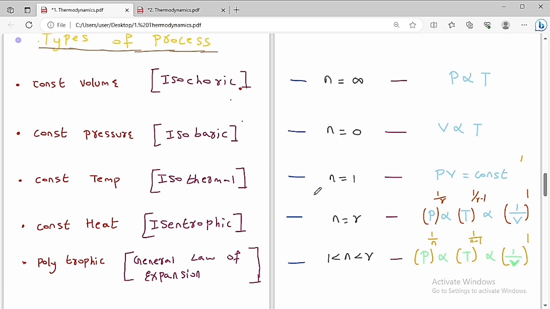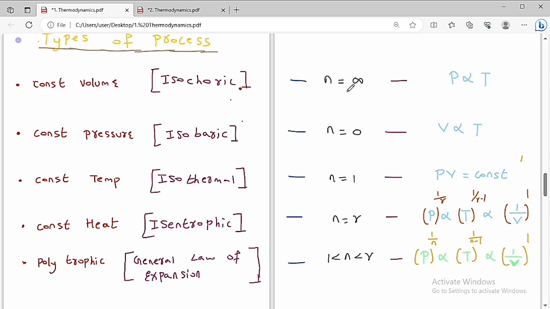The remaining ones, how to remember, let me tell you. So try to remember this last one: 1 less than N less than gamma. First you are saying 1, so keep it here 1. Then you are saying gamma, keep it here gamma. That's it. For 1 less than N less than gamma, first you are saying 1, so keep here 1. Then you are saying gamma, so keep it here. That's it. So this is the thing that you need to keep in your mind.